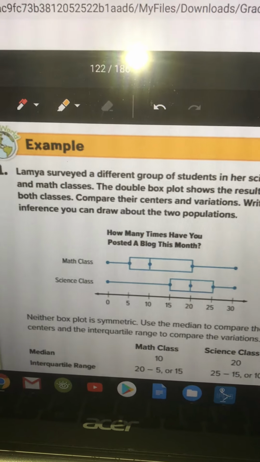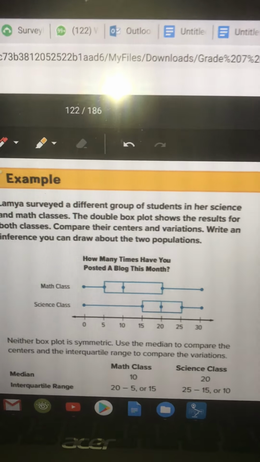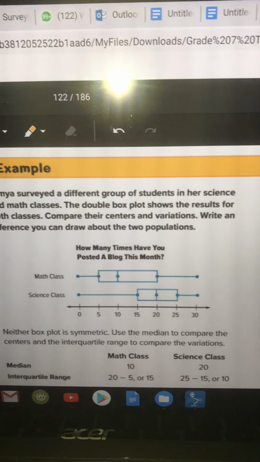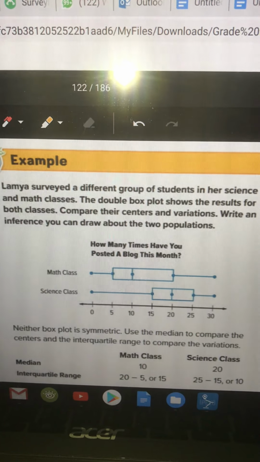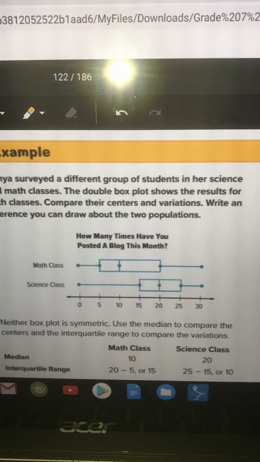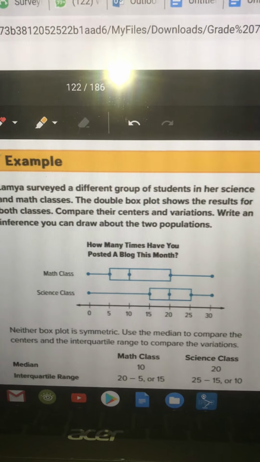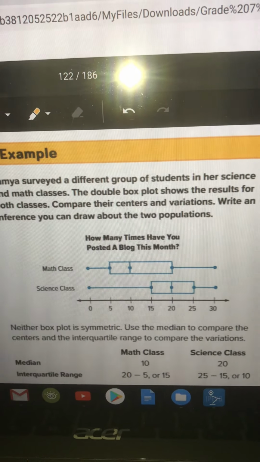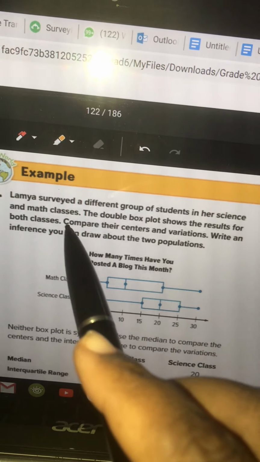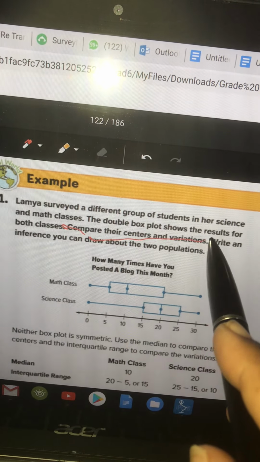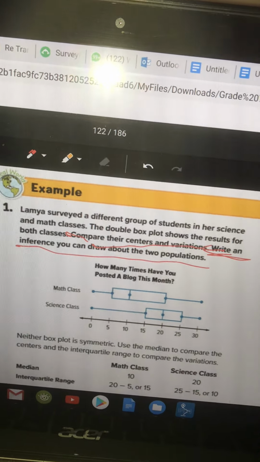So we are comparing what Lamia did. Lamia surveyed a different group of students in her science and math classes. The double box plot shows the results of both classes. Compare their centers and variations, and write an inference you can draw about the two populations. So you're doing two things. You're comparing, this is very important, and you're writing an inference. You must do these two things.